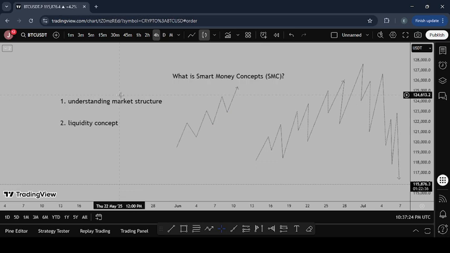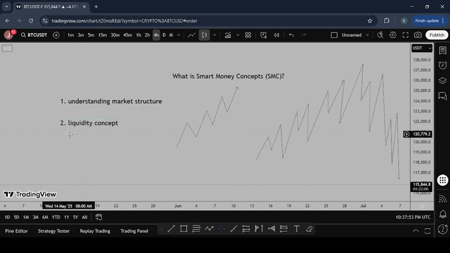The first is market structure, understanding market structure in the SMC way. After having the basic idea of what market structure is and the textbook version of it, we'll now be understanding market structure in an SMC way. Then the second is liquidity, right? Understanding liquidity, the types of liquidity we have in the market, and the various ways we can spot them in the market. It is very, very important.